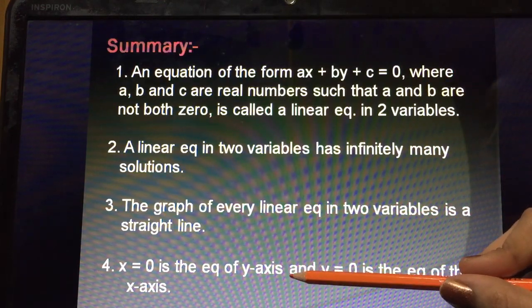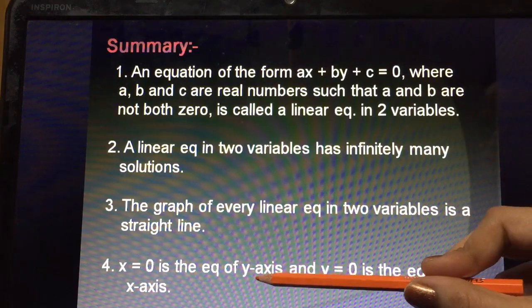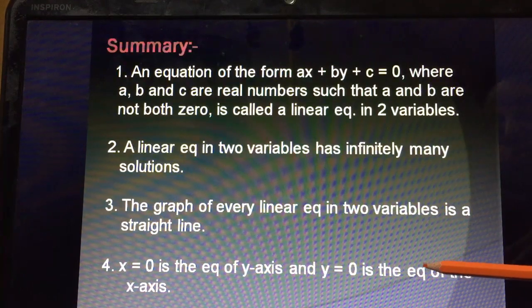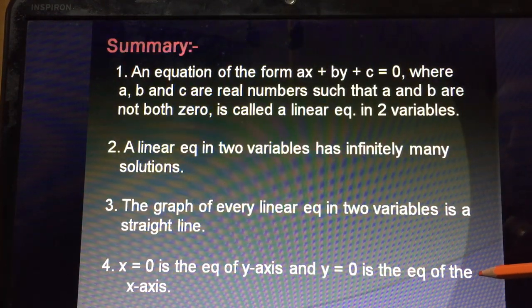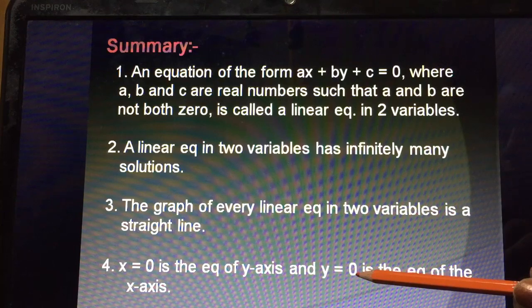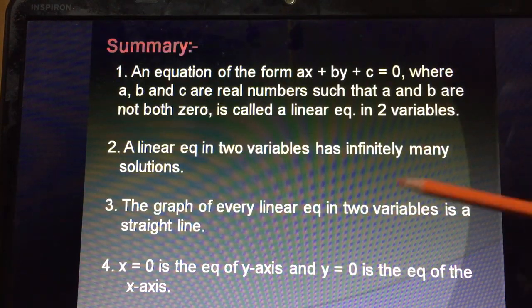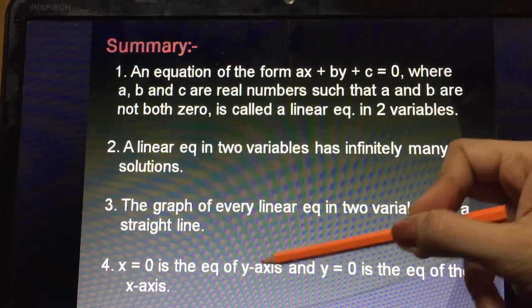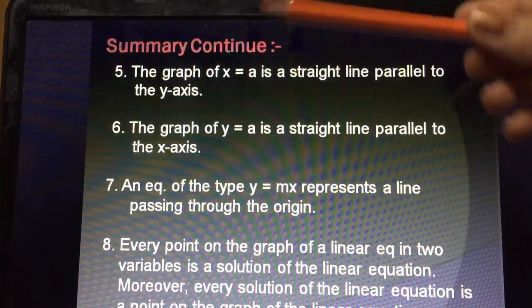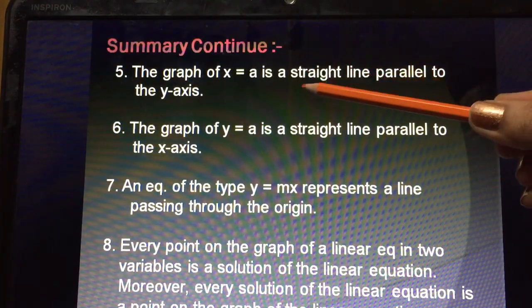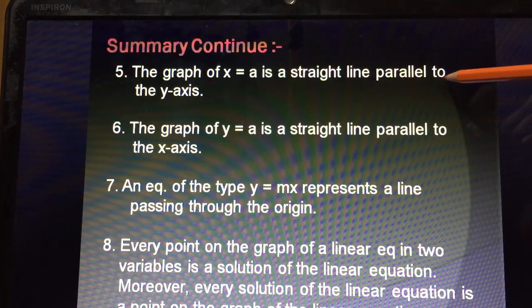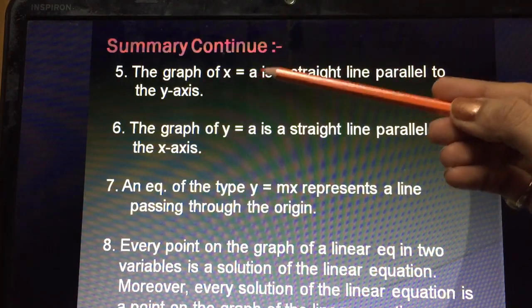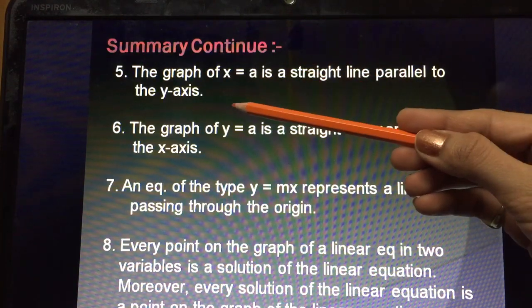Fourth, x equal to 0 is the equation of the y-axis, and y equal to 0 is the equation of the x-axis, obviously. So when your y is equal to 0, that means you're talking about the x-axis, and if your x is equal to 0, that means you're talking about the y-axis. Next, fifth point, the graph of x equal to a is a straight line parallel to the y-axis. This we discussed in this presentation only. Such a form of equation gives a graph which is parallel to the y-axis.